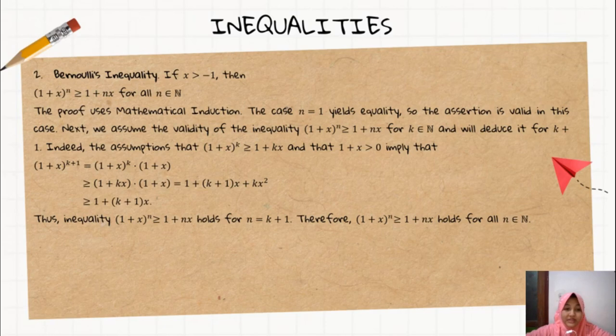(1 plus x) to the power of k plus 1 is equal to (1 plus x) to the power of k times (1 plus x). Thus, the inequality (1 plus x) to the power of n is greater than or equal to 1 plus nx holds for n equals k plus 1. Therefore, (1 plus x) to the power of n is greater than or equal to 1 plus nx holds for all n element of natural numbers.